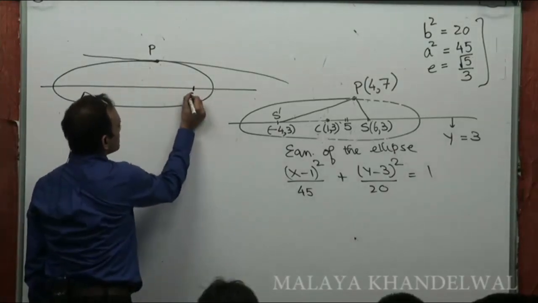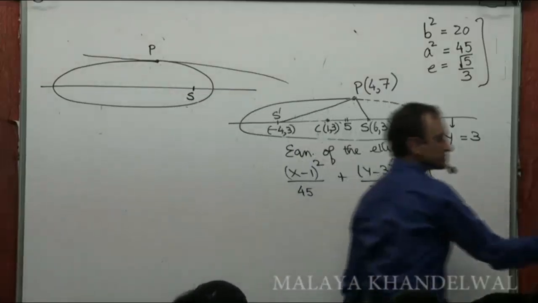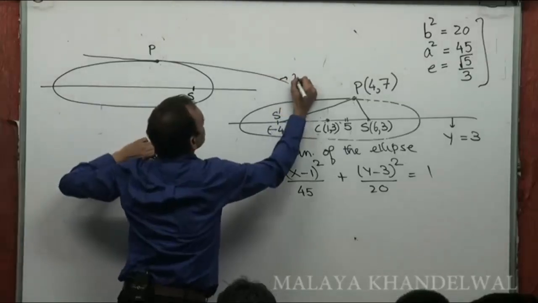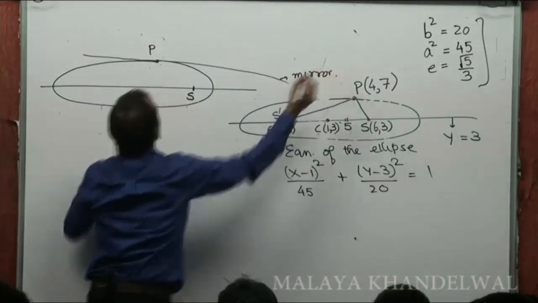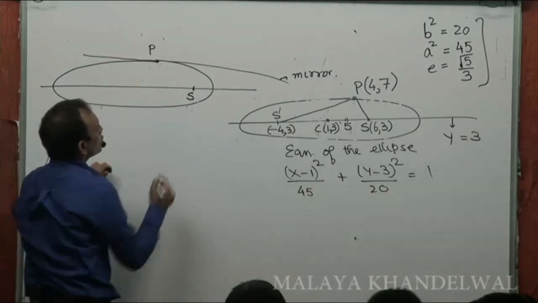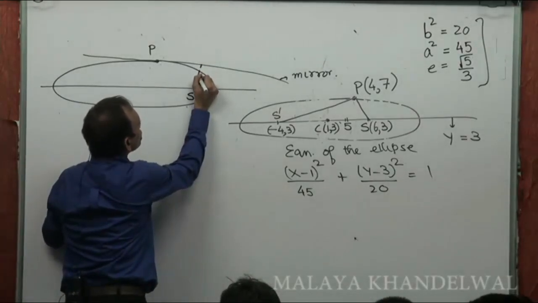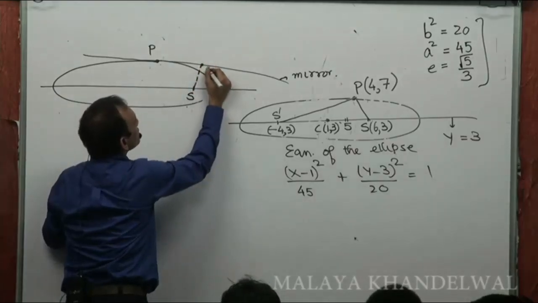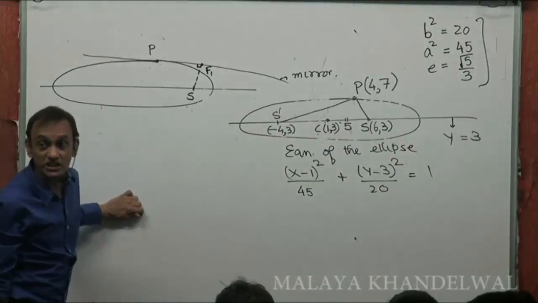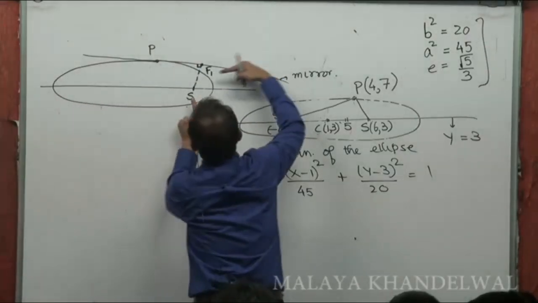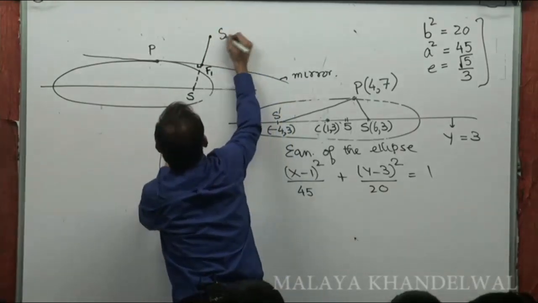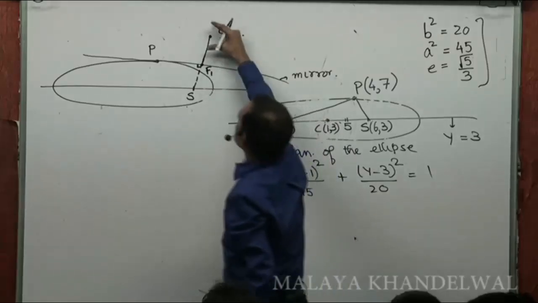There is this focus S. Think of this tangent as a mirror. Now, SF1 will be the object distance, yes or no? If this is the mirror, then the image of S will be this, say SI, will be the image of this. Object distance equal to image distance.